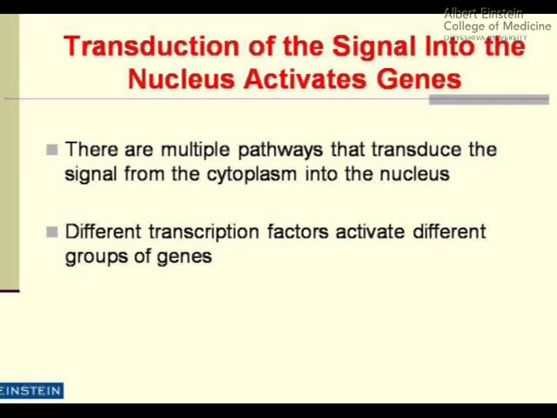So now we're going to start leaving the nucleus and leaving the membrane and start a signal transduction process that's going to end up into the nucleus. So again, there are multiple pathways that can transduce the signal from the cytoplasm into the nucleus. And the other important concept to realize is that different transcription factors, by virtue of their ability to bind to different regulatory regions, can activate different genes. The genes you activate is really the summation of the transcription factors that get recruited into the nucleus.